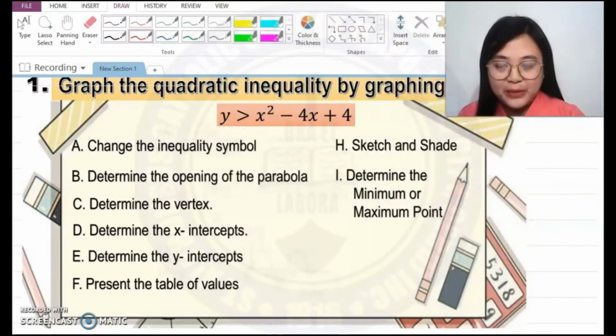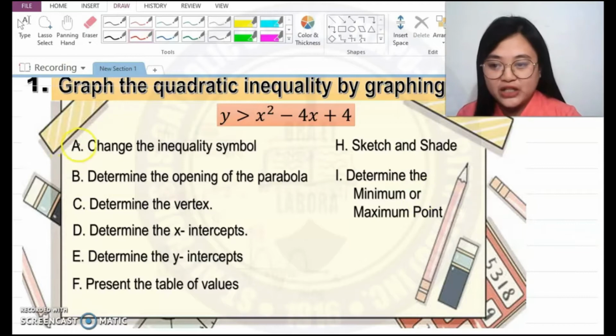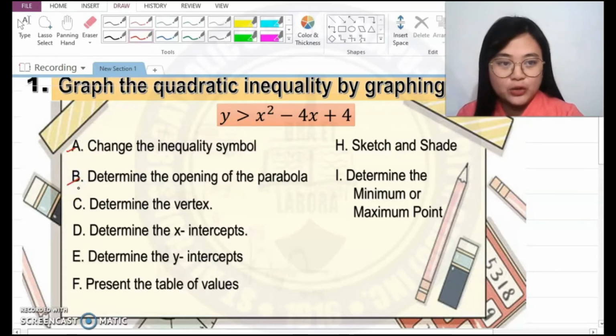So let's have example number 1, grade 9. Graph the quadratic inequality by graphing method. Given y is greater than x squared minus 4x plus 4. So the first thing that you're going to do is change the inequality symbol to equal sign. Next, determine the opening of the parabola. You already know how to do this one because we already discussed it in our previous topic.